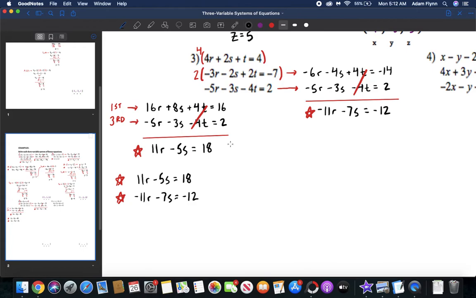Okay. One quick thing, I am taking a look at this. I knew something didn't look right. I made another little mistake that I want to cover. I had this positive 8s minus 3s. That's not going to be a negative 5s. That's going to be a positive 5s. So I've got to change this to a plus sign.